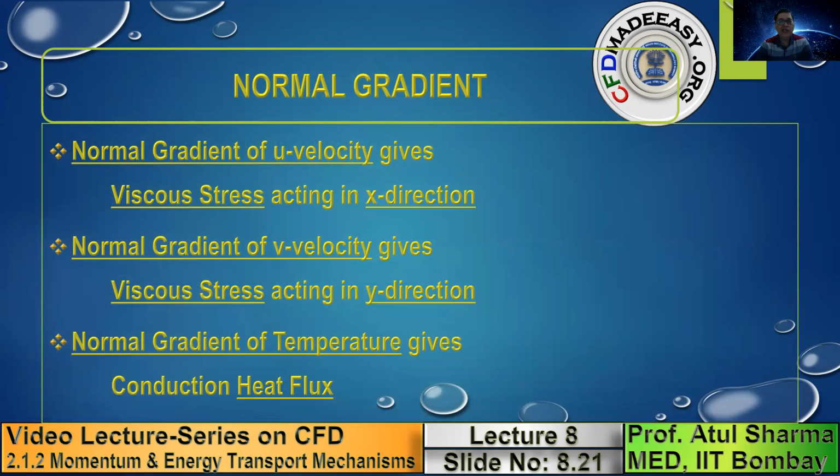So from the previous 3 slides, you can note that the way the expressions have been written, the normal gradient of u velocity gives the viscous stresses in the x direction, the normal gradient of v velocity gives you viscous stresses in the y direction, and the normal gradient of temperature gives you the conduction heat fluxes. Once we realize this commonality, then later on in CFD, we write a subroutine or a function, develop one component, and use it 3 times for calculating the diffusion term of the x momentum, y momentum, and energy equation.